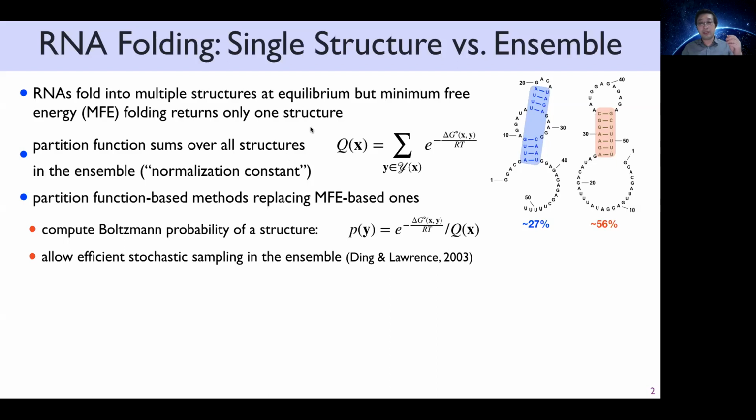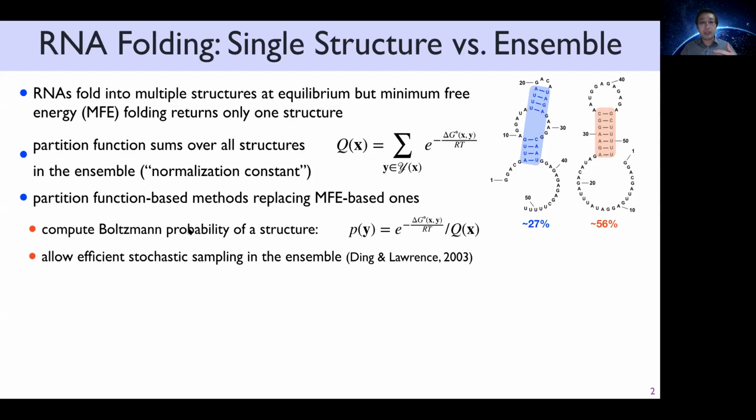So instead of using MFE, or minimum free energy folding, which only cares about one single structure, we wanted to somehow capture the whole ensemble of exponentially many different structures. To do that, we often use the partition function idea, which is a concept from thermodynamics or statistical mechanics. It is the normalization constant Q(x) that sums over the energy potentials of each individual structure. So this summation is over exponentially many different alternatives.